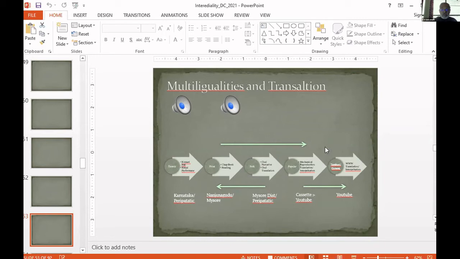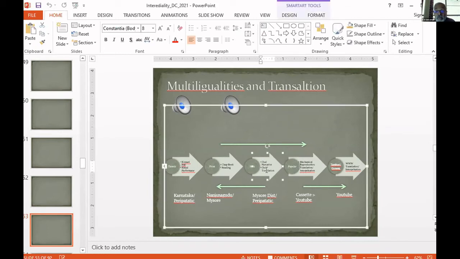So in this figure, what I have done is, in the first one, there are the peripatetic Kinnari Jogis, which gets into the chapbook version. In the second, which gets into the cassette version, which gets into the local tradition of the southern part of Karnataka, which I call the Tamburi tradition, which gets into the cassette culture, and which goes into YouTube ultimately.